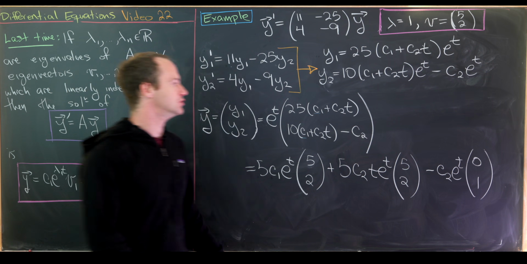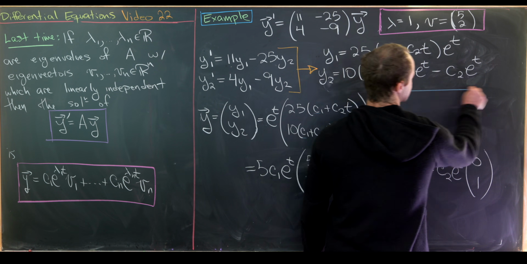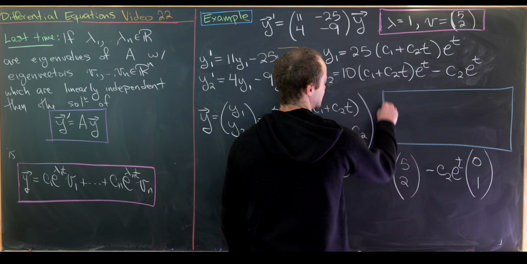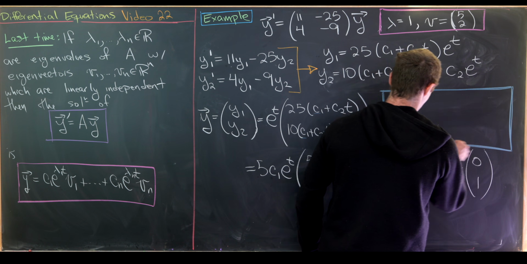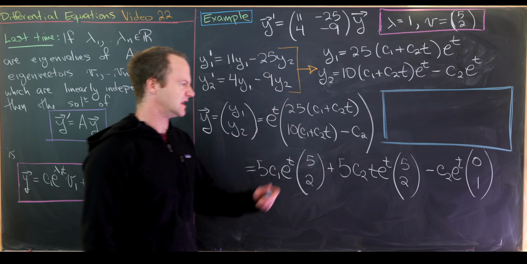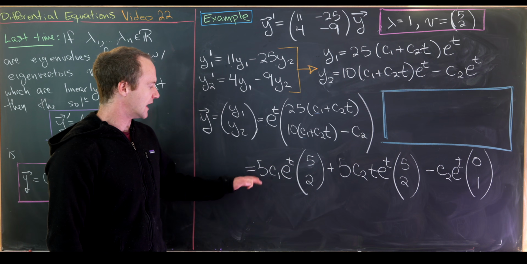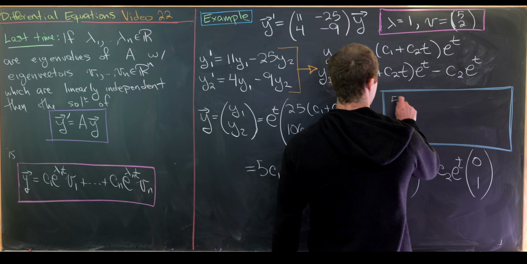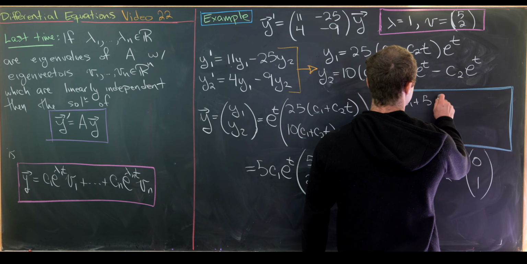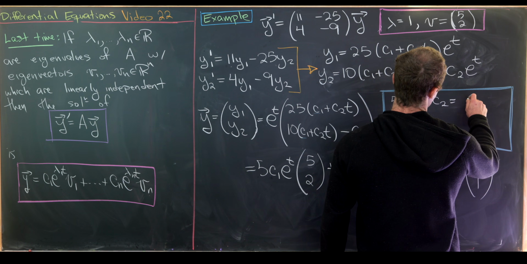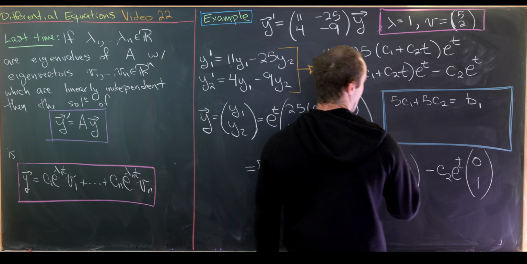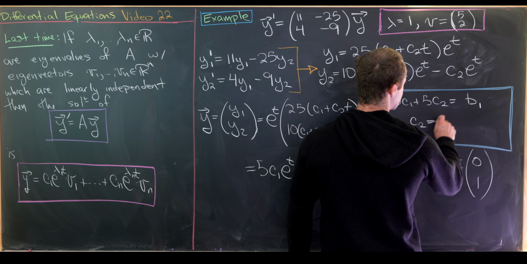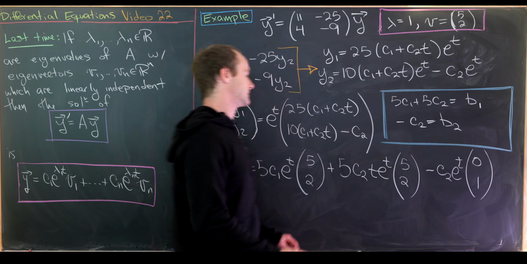Now I'm going to do one last thing for simplification. I'm going to change my constants, and here I'll actually change my constants with a new name, just to keep it really simple. And what I'll do is I'll call 5c1 plus 5c2 maybe b1, and then I'll call negative c2 b2.